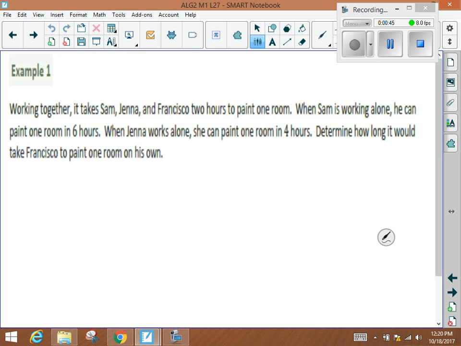So let's set this up. If Sam's working alone, that means that he can paint 1/6 of a room in 1 hour, right? If he can do one room in 6 hours, that means that in 1 hour, he can do 1/6 of a room. Also, Jenna can paint one room in 4 hours. So that means that in 1 hour, she can do 4 rooms. Sorry. In 1 hour, she does 1/4 of a room.